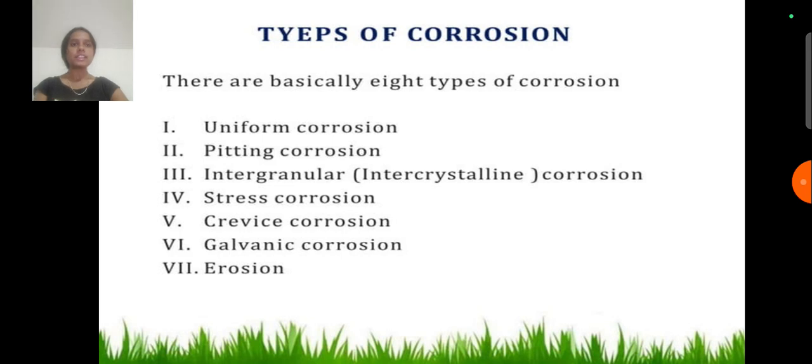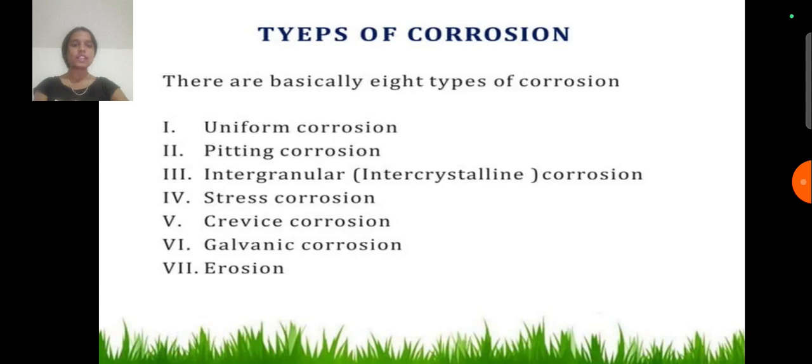And what is intergranular corrosion? Boundaries contain metals which show different electrode potential than others. This is called intergranular corrosion. And the fourth one is stress corrosion. Stress corrosion is a type of corrosion that results from the combined action of mechanical stress and thermal stress. This is called stress corrosion. And what is crevice corrosion? Crevice corrosion is a localized corrosion of axis.